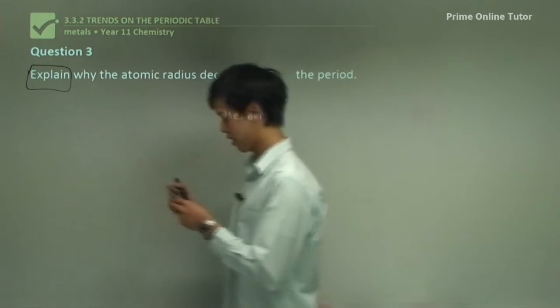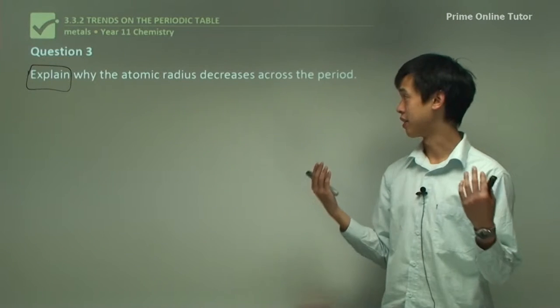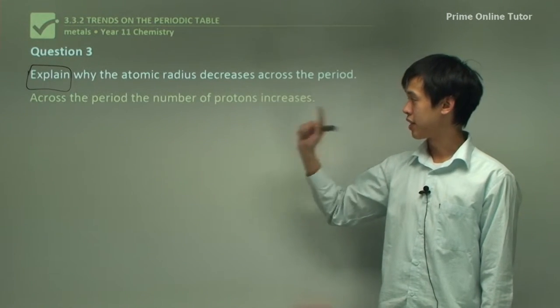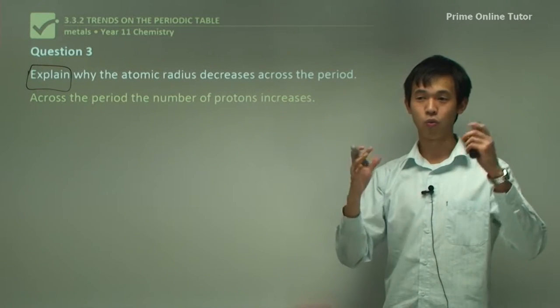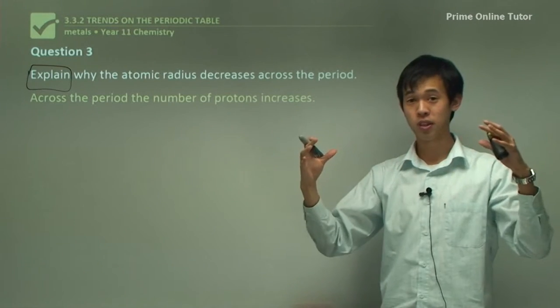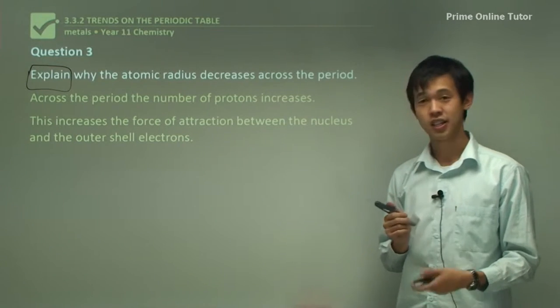So this is to do with cause and effect. What is the cause of the atomic radius decreasing across the period? First thing is, across the period, the number of protons increases. Remembering that as we go along, the atomic number is increasing by 1, so there are more and more protons. This increases the force of attraction between the nucleus and the outer shell electrons.